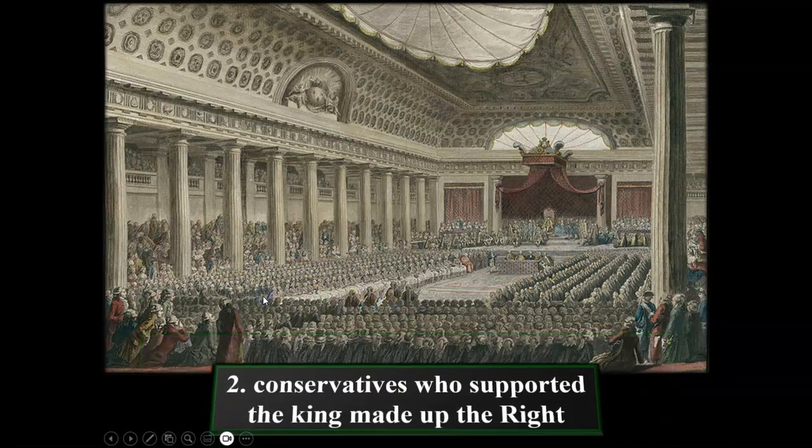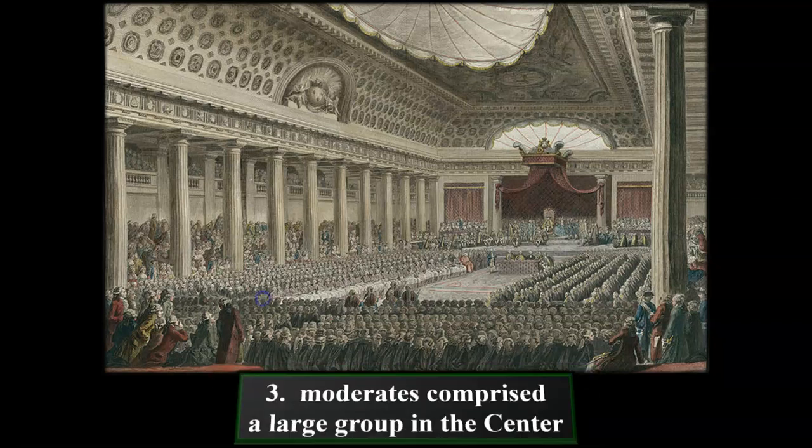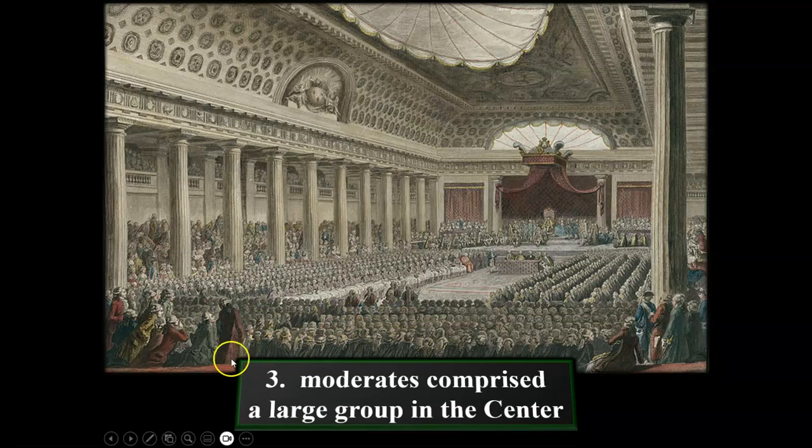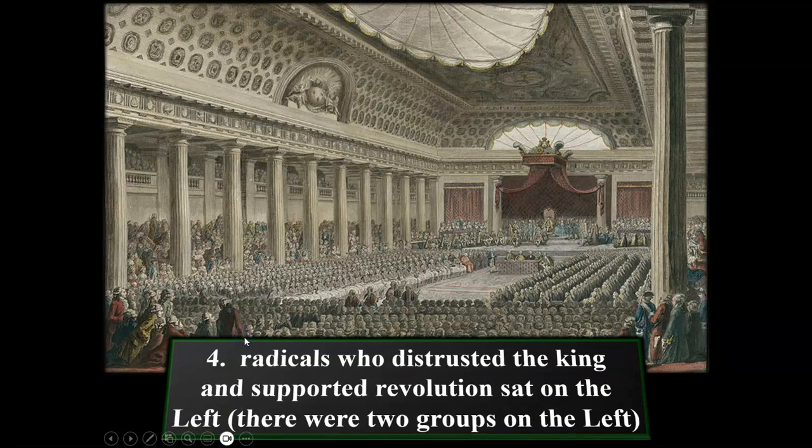Right, left, center. The monarchists sat on the right. The moderates were in the center. And the radicals, who supported revolution, who had a great distrust of Louis XVI, sat on the left. And there were two groups of them on the left.